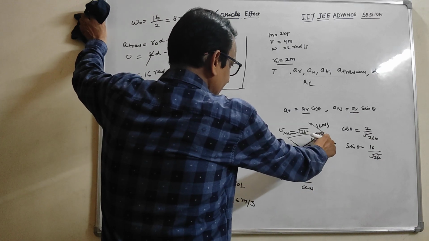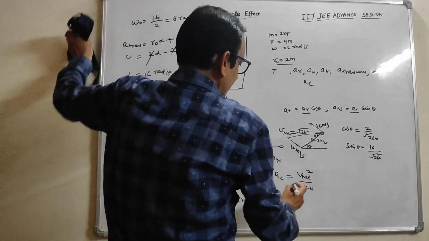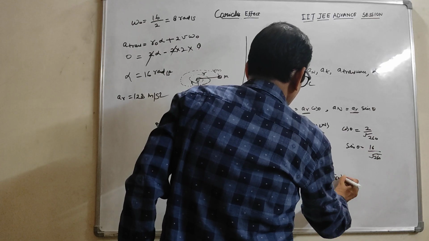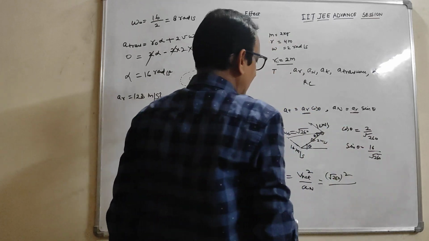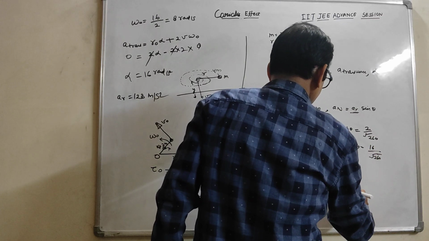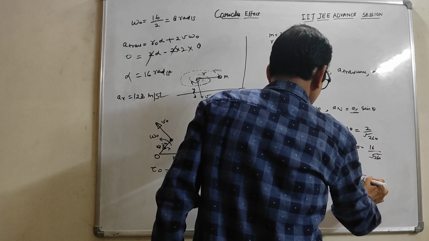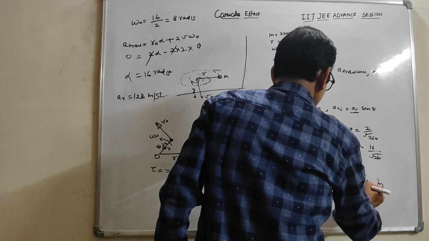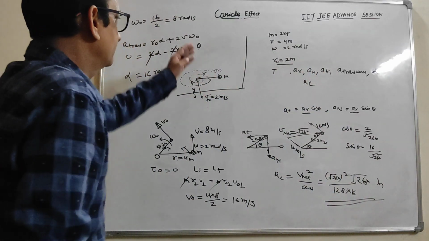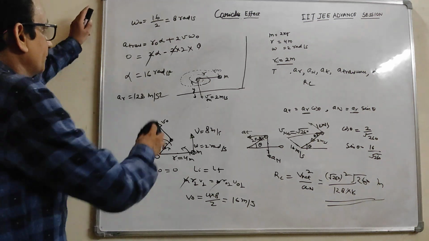The acceleration would be this. This is the normal acceleration. This would be AR sin theta. So V net is root 260 whole square. AR is 128, and sin theta we have 16 upon root 260. This is the solution. So we have calculated all parameters here. Now we discuss another problem.